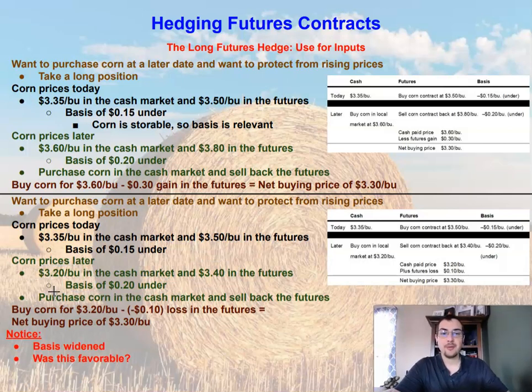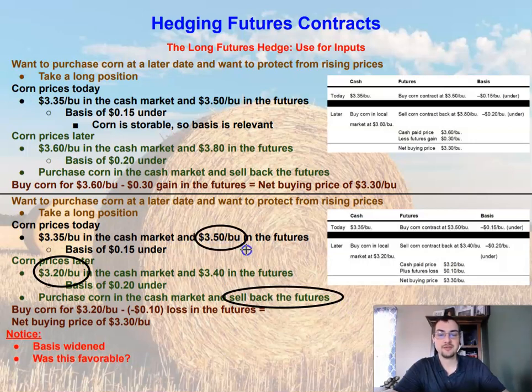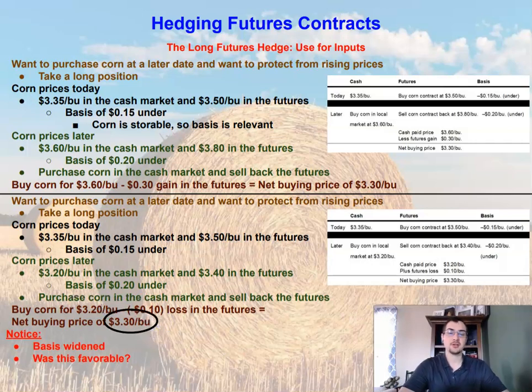So how do we go about this? Well, we need to actually buy that corn in the cash market. So we're going to purchase that corn in the cash market for a price of $3.20. And then we're going to sell back our futures. We bought our futures originally at $3.50, and then we sell it back for $3.40. So did we make or lose in the futures? Well, we lost 10 cents in the futures. So we're going to buy that corn for $3.20 minus our loss in the futures of negative 10. So we have a net buying price of $3.30.